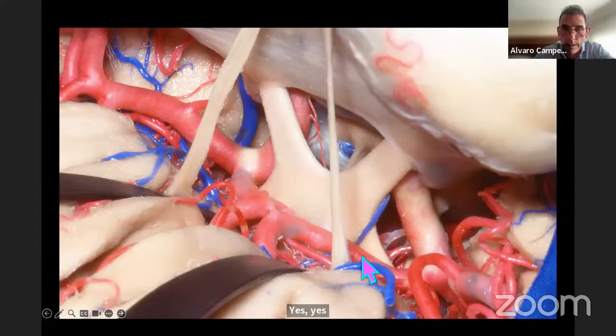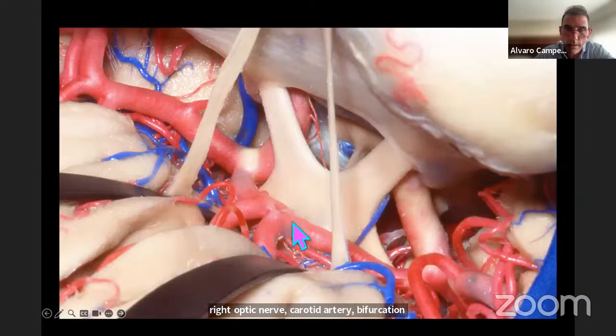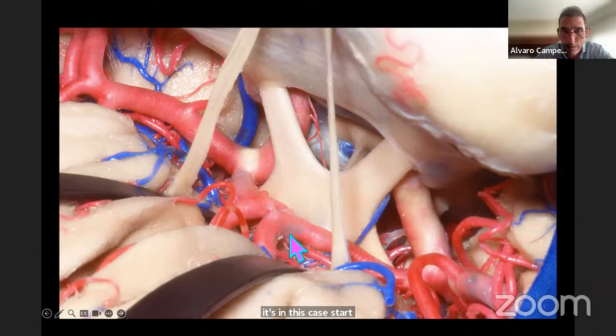Okay. So here we have the right optic nerve, carotid artery, bifurcation, M1, A1, A2 on the right side, A2 on the left side. So this is the recurrent artery of Heubner. In this case it starts almost at the level of the ACom. From here it goes in this direction in order to enter the anterior perforate substance.